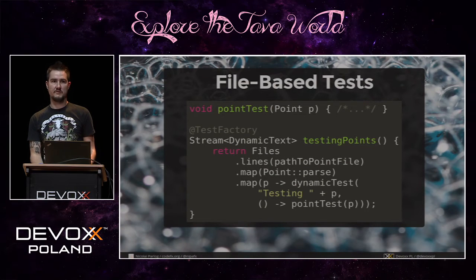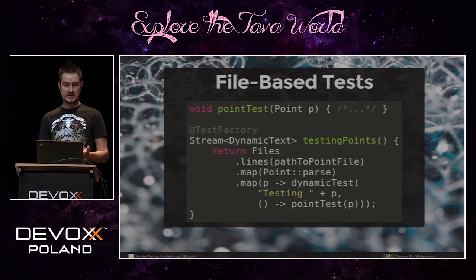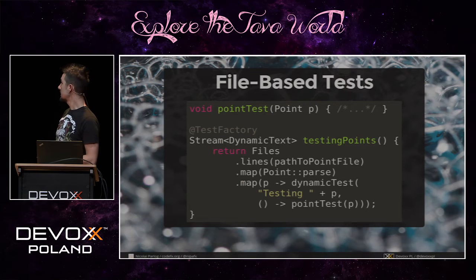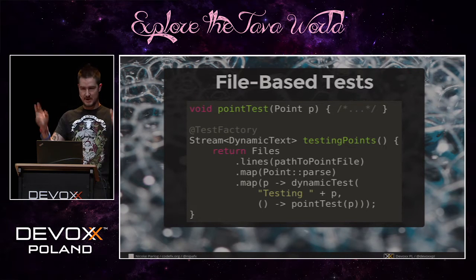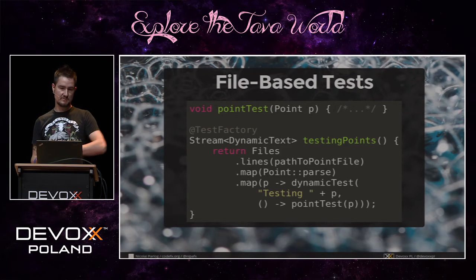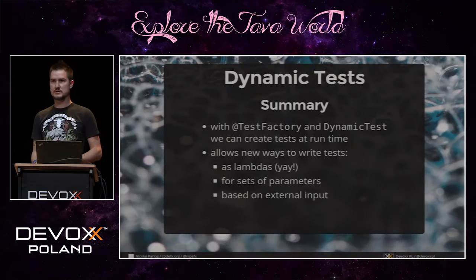Maybe you have a file where you dump a bunch of points that are interesting for whatever reason, and you want to use that. In that case, it's also pretty much the same. You can just stream the lines from the file. So path to point file is an instance of class path. You can just stream all the lines, parse points, and then map them to dynamic tests, and again have JUnit take care of the rest. That's pretty cool, I think.